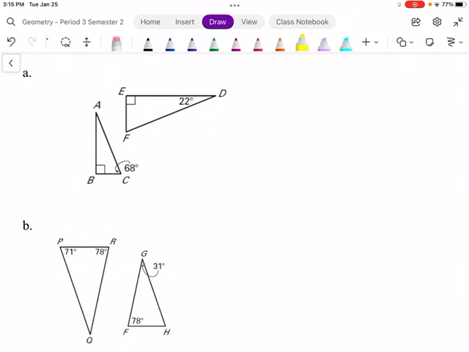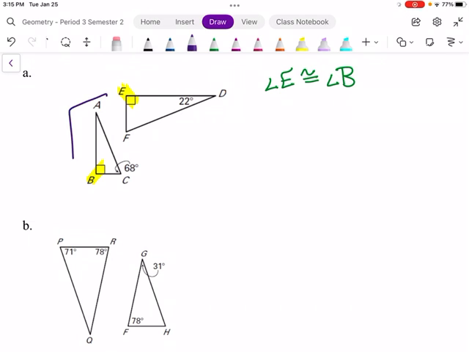In our first problem, we know that both of these triangles have a right angle. So we know those are equal or congruent because all right angles are congruent. So we know angle E is congruent to angle B. Now we need to figure out if there's another one. Right now we know we have 22 degrees and 68 as our other angles. So we don't have enough information yet to say they're similar.